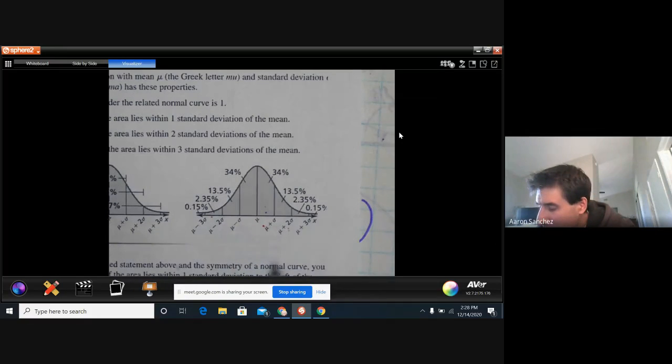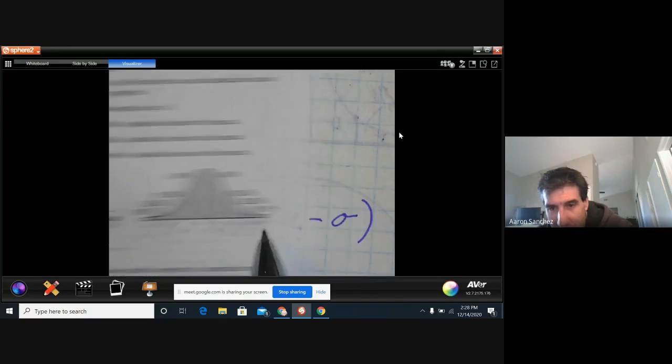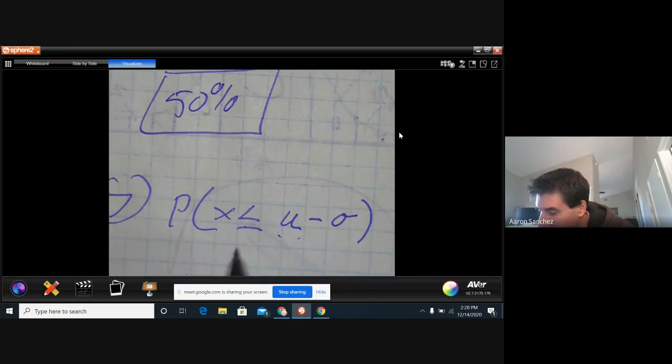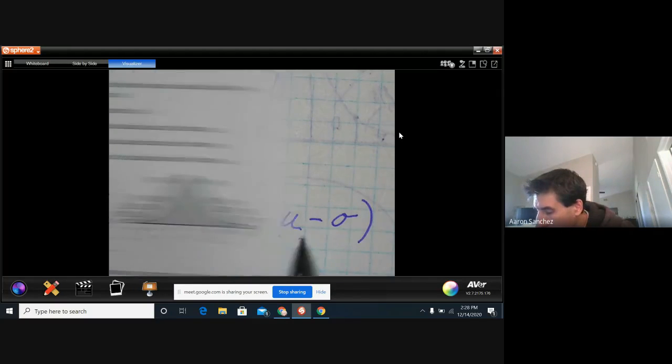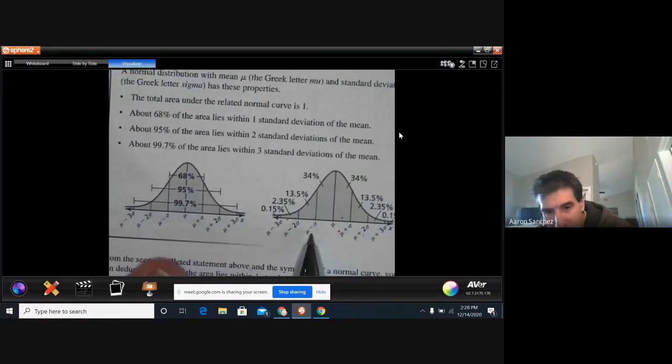So remember, they're saying X is less than this, right? See here, am I zooming in? X is less than, so very good. Thank you so much. It's less than the median minus 1 standard deviation. So we found that the median minus 1 standard deviation is here. It's everything less than this.